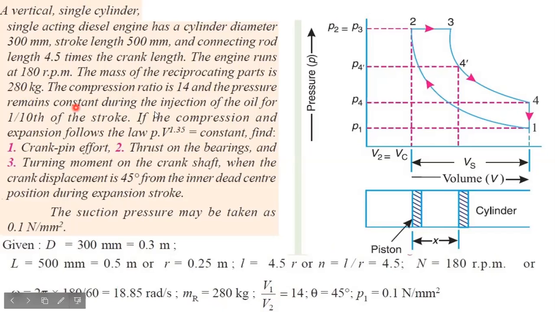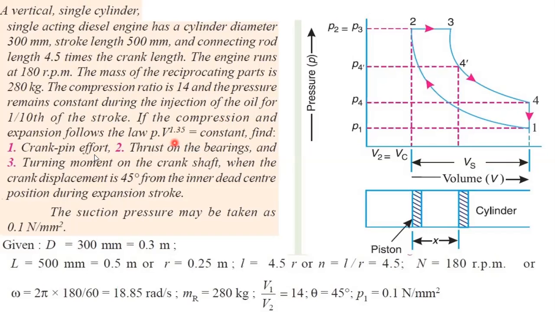The pressure remains constant during the injection of oil for 1/10 of the stroke. So we'll see this line while doing the problem, so have a note of it. The compression and expansion follow the law PV^1.35 is equal to constant. So this is the law our case will be following.